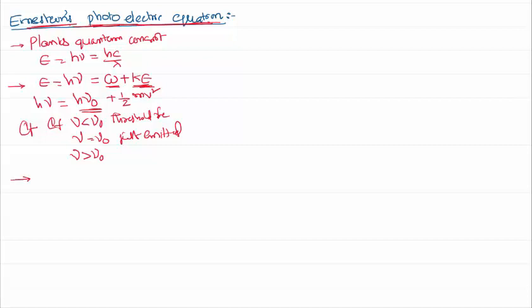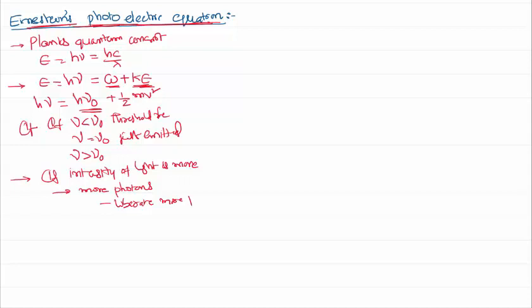Now, if the intensity of the light is more, it is obvious that the light has more photons. Each photon will go and give its energy to a given electron, and they liberate more electrons. So more electrons are emitted. Thus, that if intensity is increased, photoelectric current increases is explained.